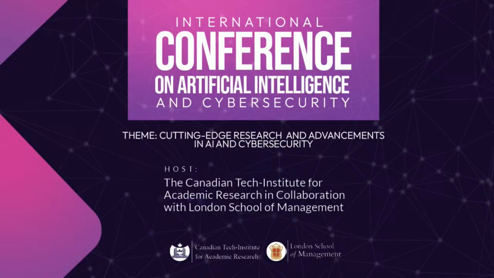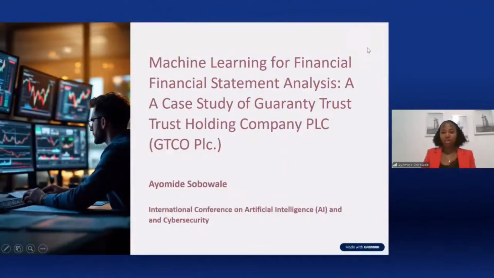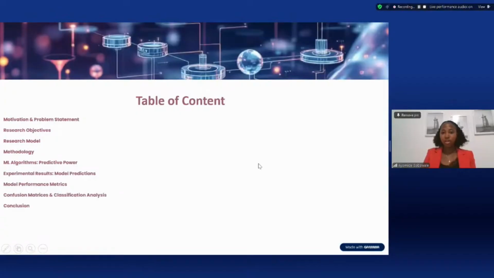It's such a pleasure to be here to present this paper titled Machine Learning for Financial Statement Analysis and Forecast, using the case study of a bank that is listed in the Nigerian Stock Exchange market, called Guarantee Trust Holding Company PLC. And I'm sure most of us from Nigeria know this bank to be called the GTB Bank.